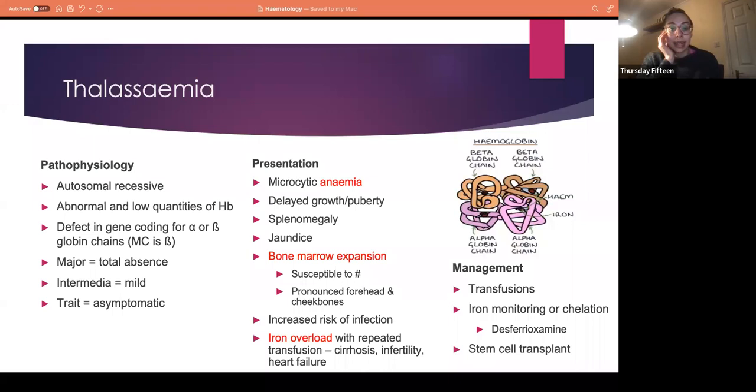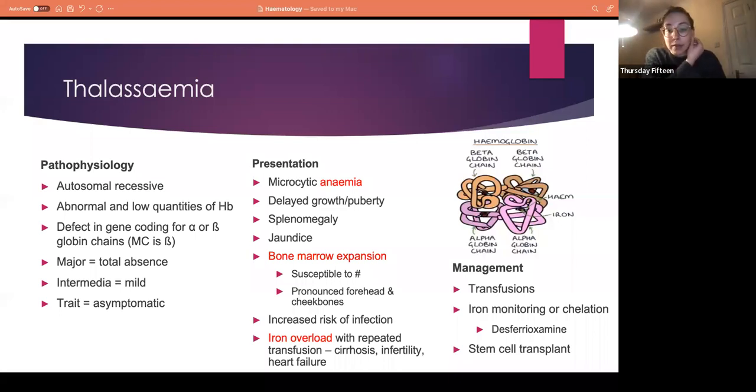So it presents classically with a microcytic anemia, delayed growth in puberty, splenomegaly because you've got lots of hemolysis, and jaundice because you've got lots of hemolysis. You get bone marrow expansion, which makes you more susceptible to fractures. You get a pronounced forehead and pronounced cheekbones, which is what's described as frontal bossing and pronounced malar eminences.